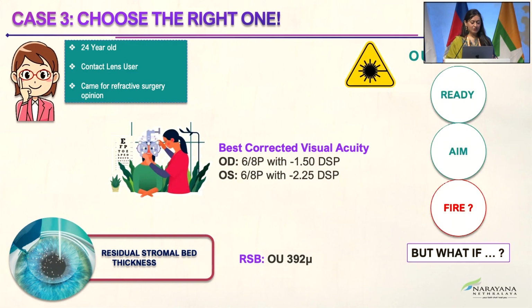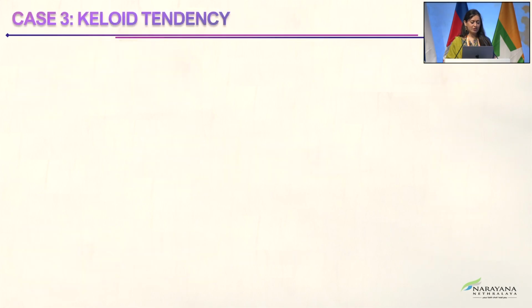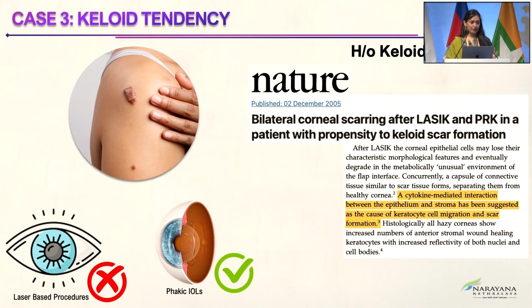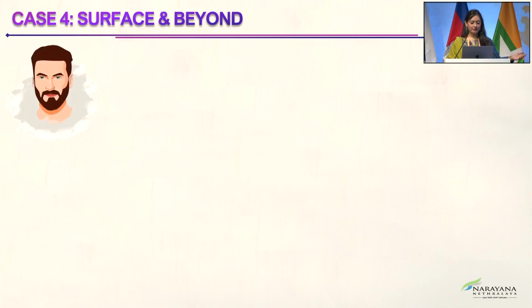This is the patient where everything looks fine. You can go ahead and do the surgery, but what if your patients have keloid? Do you want to take a risk by doing any laser-based procedures? I think the ideal way, as we have more predictable results with phakic IOLs, it's better to avoid any laser-based procedures and go for phakic IOLs, especially with patients with keloid tendency.